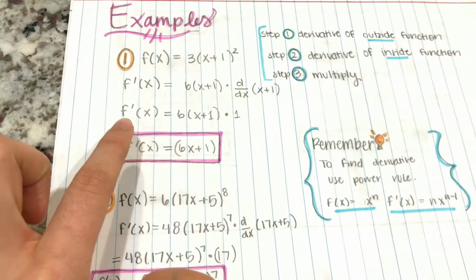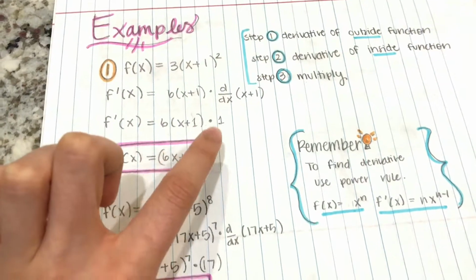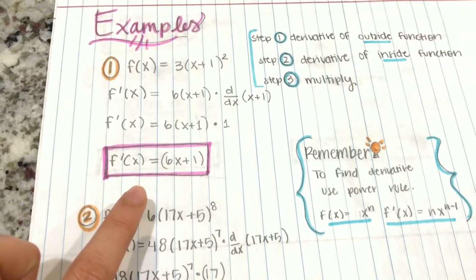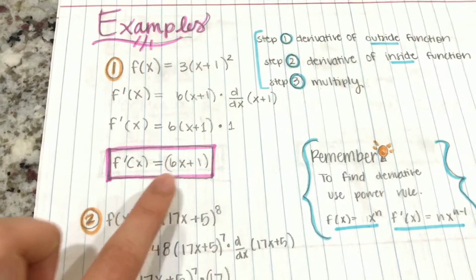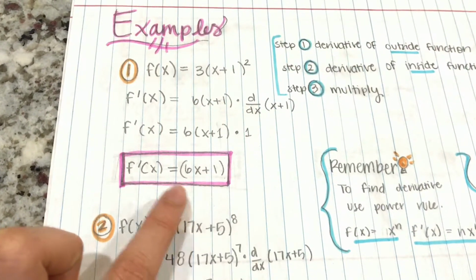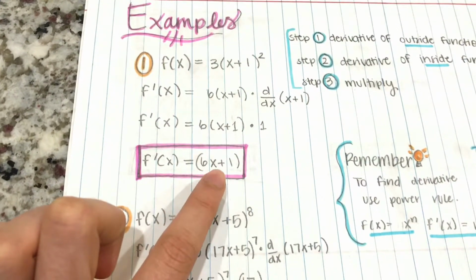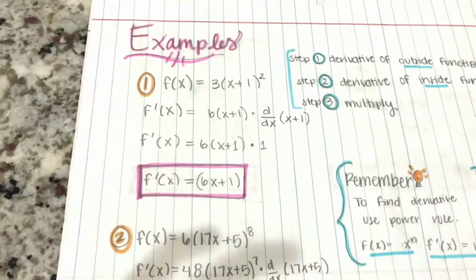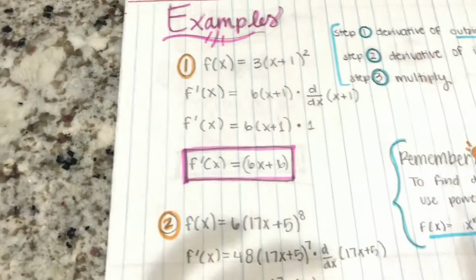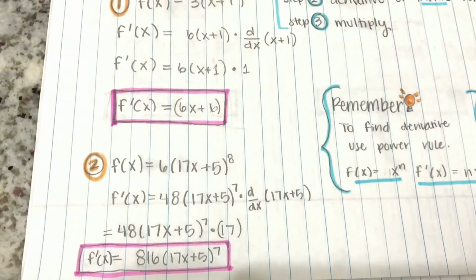So we get the statement that f prime of x equals 6 times (x plus 1) times the derivative of x plus 1, which is just 1. So using the chain rule, the derivative of f of x equals 3 times (x plus 1) squared is 6 times (x plus 1). I'm sorry, that should actually be 6x plus 6, my apologies, because we are supposed to distribute the 6 to both terms, not just one. Common mistake, make sure you don't do that.